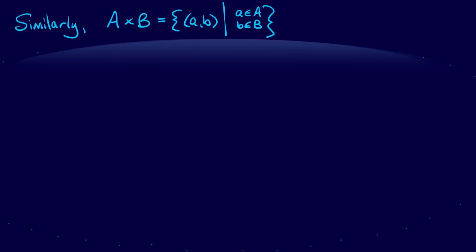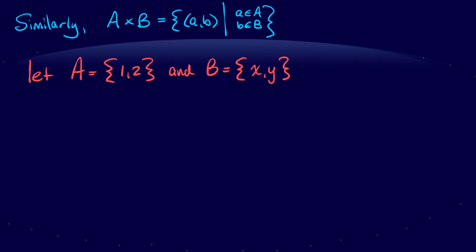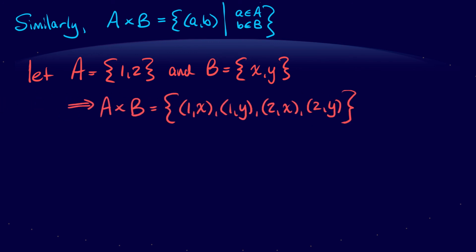So if we have A cross B, two sets A and B, it's going to be every possible combination of ordered pairs with the first coordinate being from A and the second coordinate being from B. So as a really simple example here, we're going to let A be {1, 2} and B be {x, y}. And so this is what A cross B would look like. We'd have (1, x), (1, y), and (2, x), (2, y). So that's it.